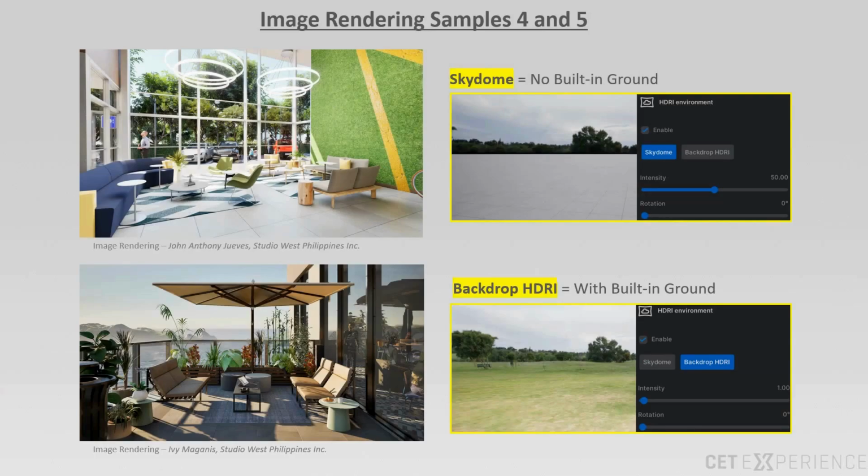In the second example, the Backdrop HDRI was used. This already includes a built-in ground, and you can modify its height and projection to achieve the perfect quality. It's also best for areas located at ground level.